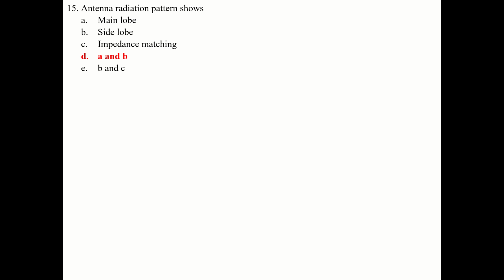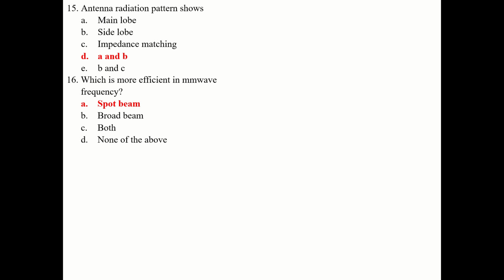So antenna radiation pattern shows what? It will show the main lobe and side lobe only, not impedance matching. That is the reflection coefficient or return loss, the S parameter, which shows impedance. The VSWR plot will also show impedance matching. This is a straightforward answer. Next, which is more efficient at millimeter wave frequencies? The spot beam, not the broad beam, because a broad beam means a huge loss.